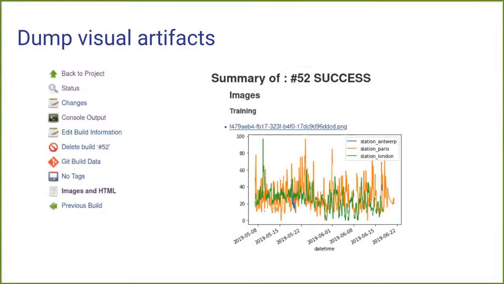Finally, we have a feature where if you have any images or HTML generated in the Jupyter Notebook, they will be saved under the workspace. There is an action in the left panel where you can see image and HTML. You can click it and view the images generated in the Jupyter Notebook. We will see this in detail in the demo. So I will go to the demo directly.